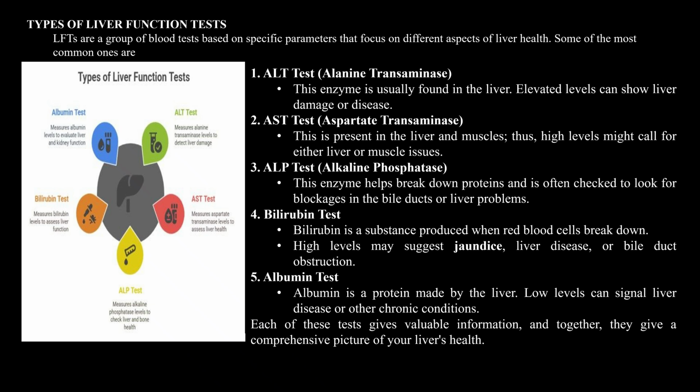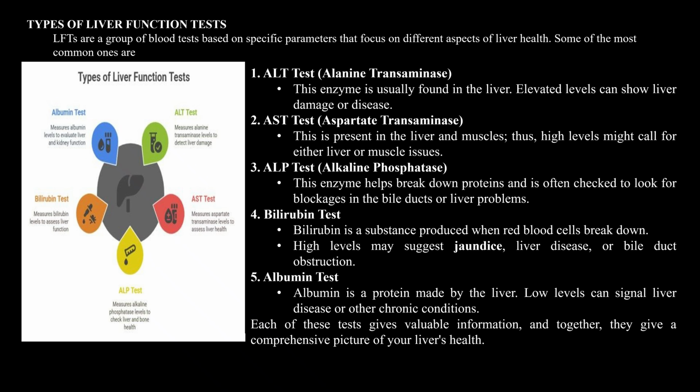The types of liver function test. First, the LFT tests: ALT test, AST test, ALP test, bilirubin test, albumin test. First one, the ALT test, alanine transaminase. That enzyme is usually found in the liver. A high level can indicate liver damage or disease. AST test: its presence in liver and muscles, such a high level might call for either liver or muscle disease.